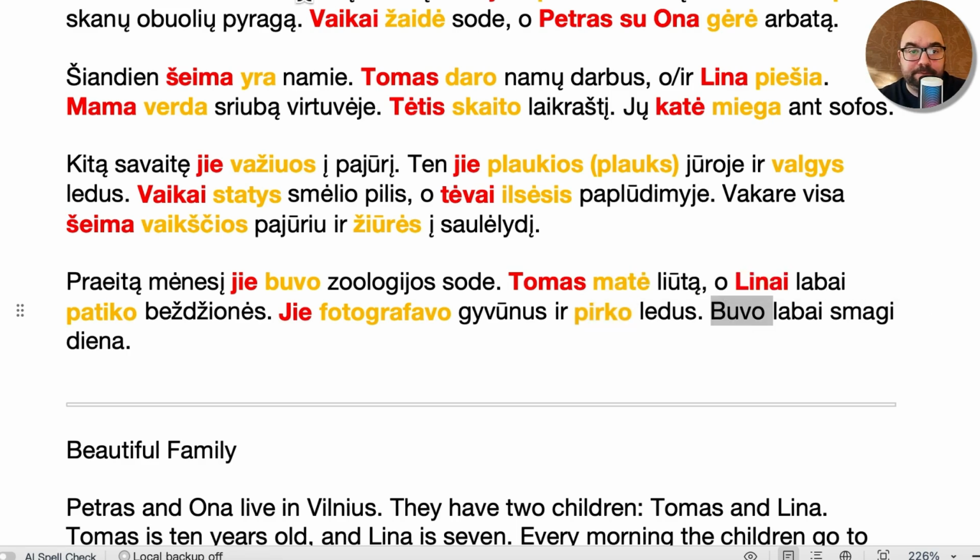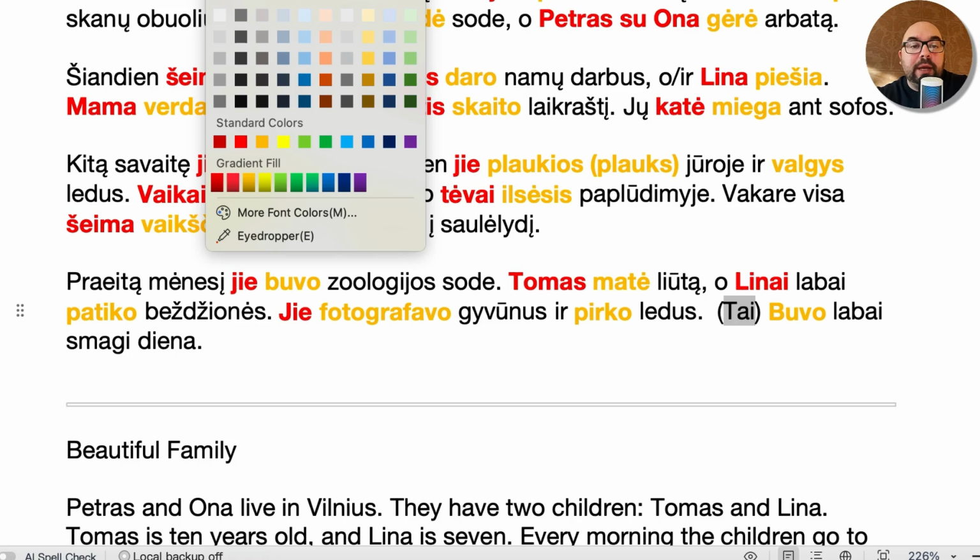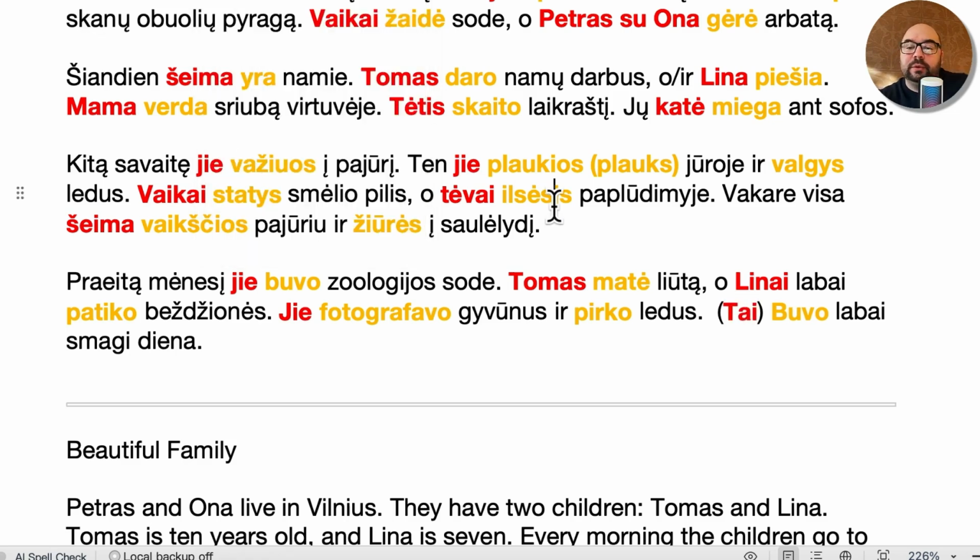Buvo labai smagi diena. Buvo labai smagi diena. Now, this particular sentence, we have to talk about this. In Lithuanian language, it is possible to not have the doer of the action in the sentence, because I would have to say tai buvo. It was a very beautiful day, but I don't have to do that in Lithuanian. I can do it, but usually, especially in spoken Lithuanian, we don't. Tai buvo labai graži diena, I can say, or I can just say buvo labai graži diena. We know that it means it was, right? Okay, so that's the difference.